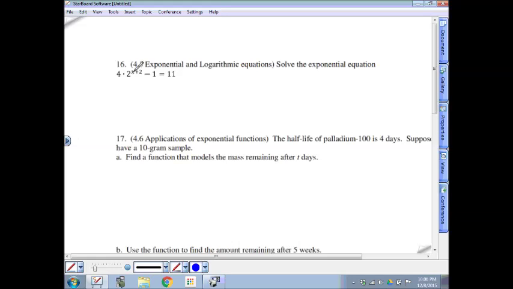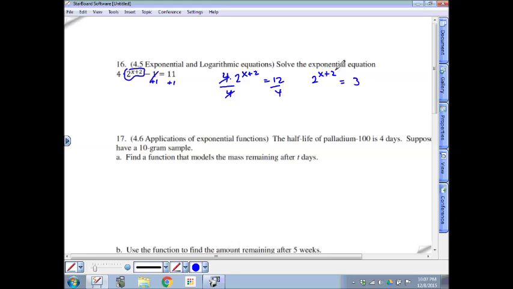For question 16, we're solving for x, but x is a variable that's part of an exponent, and you can't solve for a variable if it's an exponent, so we need to cancel the base eventually so that the x plus 2 is no longer an exponent. But we can only cancel the base if this expression, or that part of the equation, 2 to the x plus 2, is by itself. So you got to add the 1 over. So add 1, 4 times 2 to the x plus 2 equals 12. Now divide the 4. We get 2 to the x plus 2 equals 3.